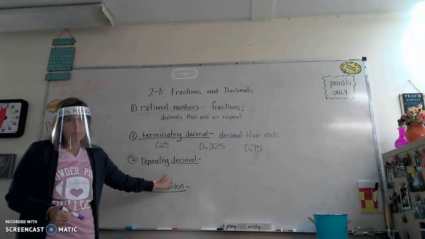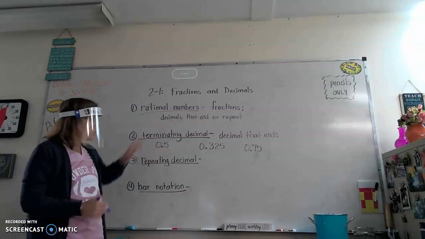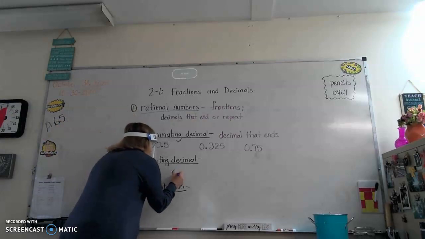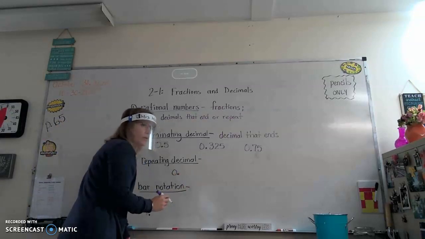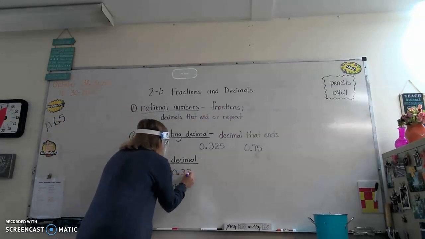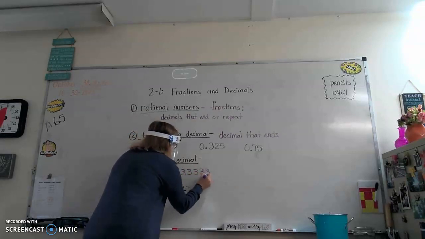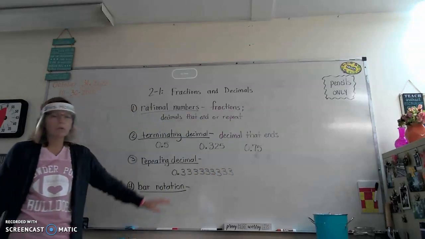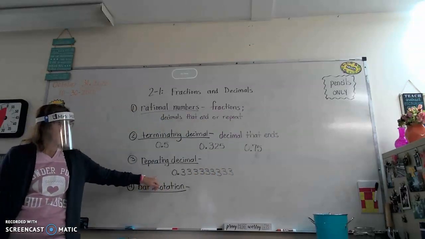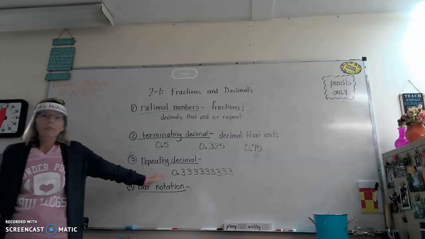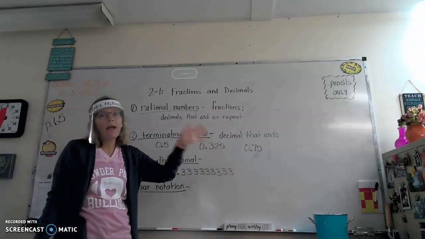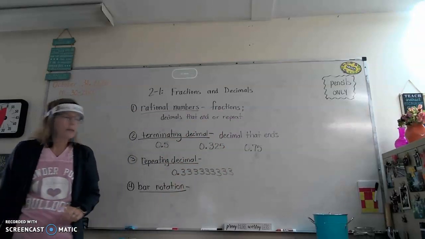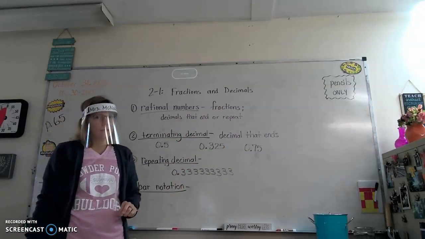Now a repeating decimal is also a rational number. So a repeating decimal looks like this. When you multiply it on your calculator, it'll go all the way to the end of your screen till it runs out of room. That's a repeating decimal because guess what? That 3 keeps repeating forever. So when we have a repeating decimal like that, there's a special way to write it.